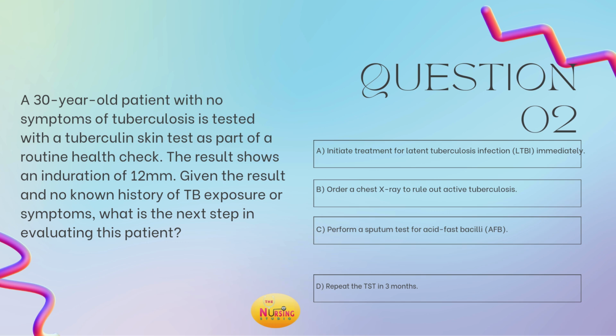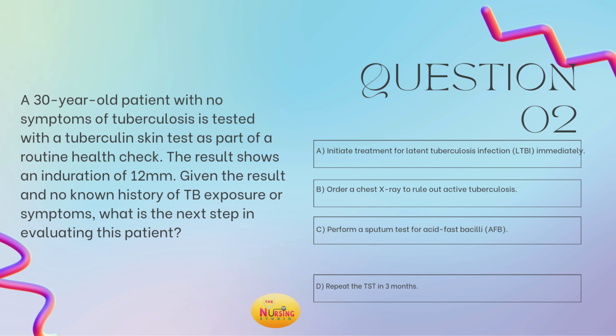All right, so the stem of the question here states, given the result and no known history of TB exposure or symptoms, what is the next step in evaluating this patient? All right, so let's see what's going on. So we have a patient, they're asymptomatic, but their TB skin test shows a 12 millimeter induration.